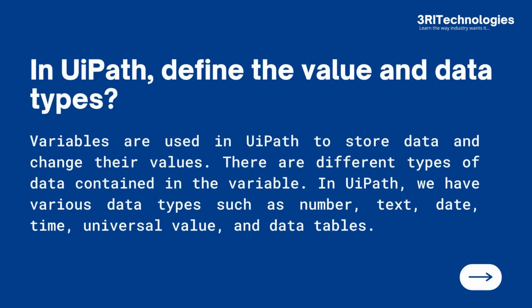In UiPath, define the value and data types. Variables are used in UiPath to store data and change their values. There are different types of data contained in the variable. In UiPath, we have various data types such as number, text, date, time, universal value, and data tables.